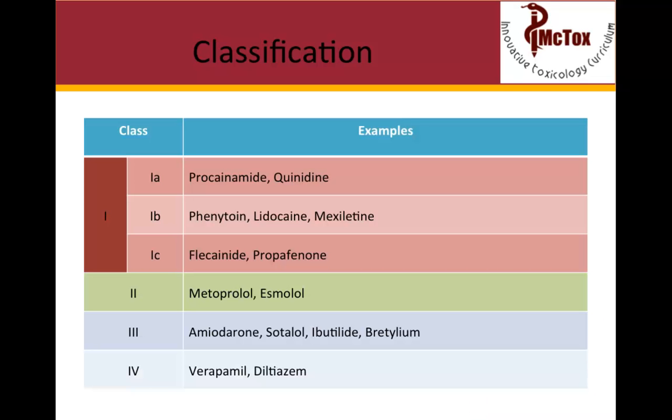Most of the anti-dysrhythmics that we use have a very narrow therapeutic index. Here's a list of some of the common examples of the different anti-dysrhythmic drugs you may see.